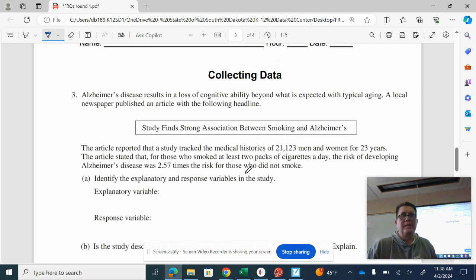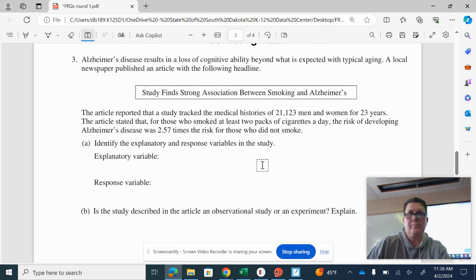All right, the third one, collecting data. Alzheimer's results in loss of cognitive ability with aging. Now again, pause the video so you can read this a little more in detail. I'm trying to get the video done with some speed, so it's not taking you a whole lot of time to get through it because you can read on your own and pause it.